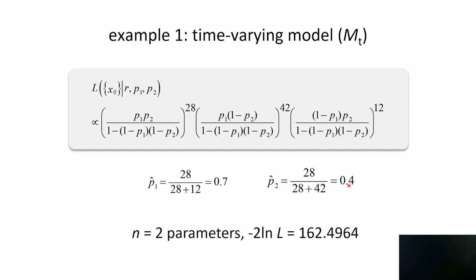Now, what we didn't focus in on, but we now do, is the following. How many parameters do we have? Well, we have 2 parameters. We're estimating P1 and P2. So n equals 2 parameters. What was the likelihood? In the output, especially from the R script, but we also saw it in the Maxima script, that's the likelihood. The -2 log likelihood for this model fit to those data, 28, 42, and 12, the frequencies of the encounter histories, is 162.4964. So keep that number in mind or write it down. That's the likelihood given those data and given this model with time-dependent variation in P.